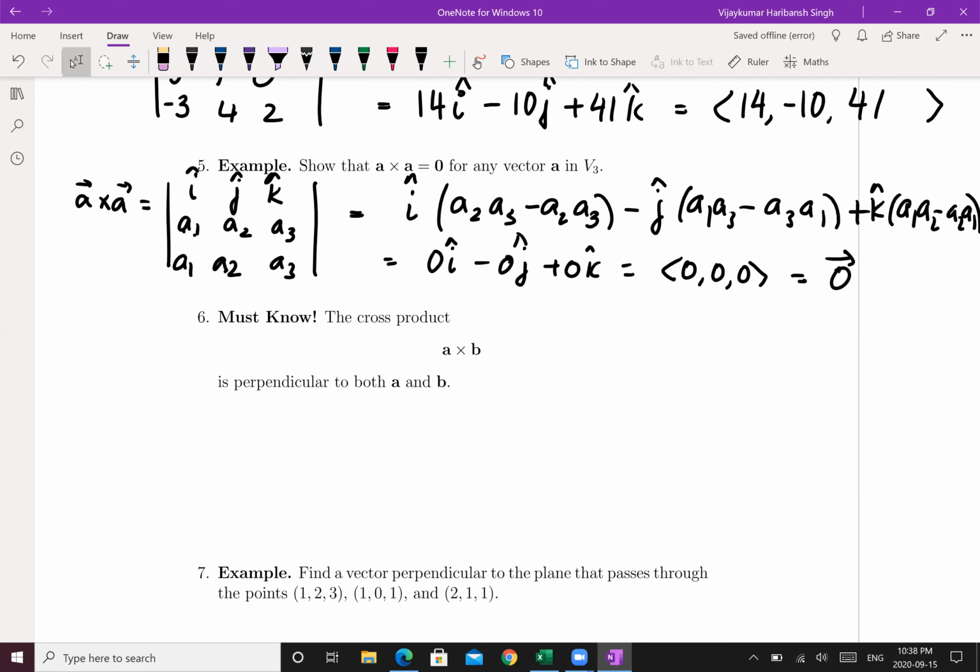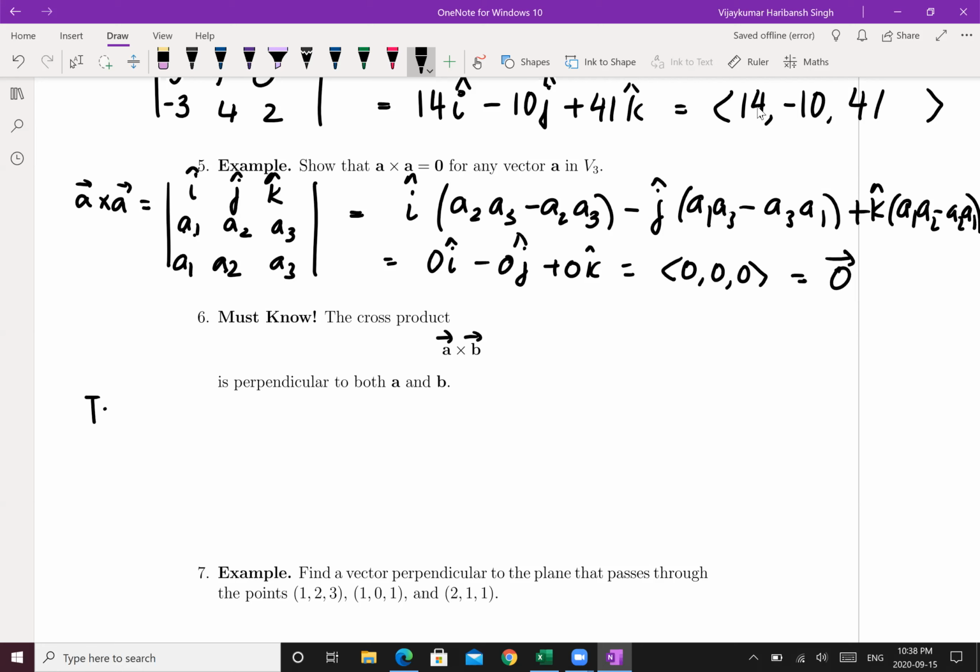Now, what can we say about the physical interpretation of the cross product? How does it look? The idea is the following: the cross product of vectors A and B is perpendicular to both A and B. So how would we show that? One way is to take the dot product of A cross B with A and show that it is equal to 0, because we have seen in the last class that the dot product of two perpendicular vectors is 0.